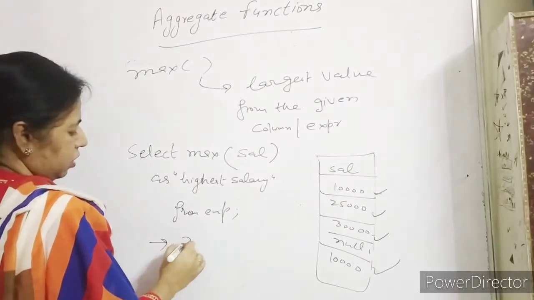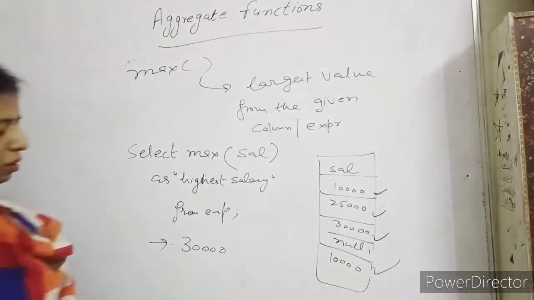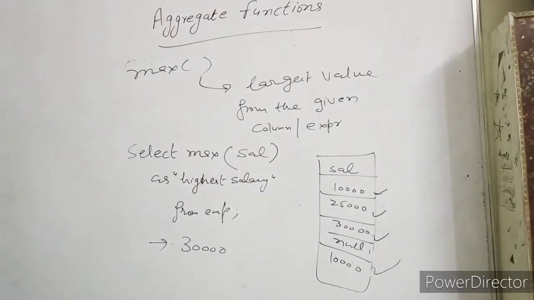Maximum salary here is 30,000. This function has the same syntax as we did for SUM. We can use MAX DISTINCT salary, MAX ALL salary, MAX salary. Clear? And one more rule you have to remember is to ignore the null values. Ignore the null values.